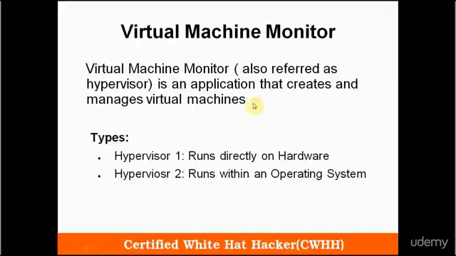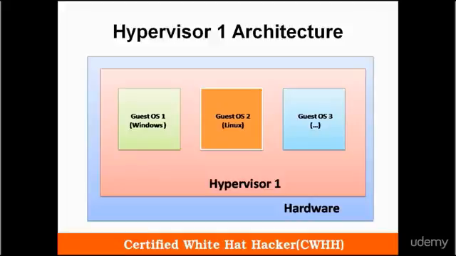So what is a virtual machine monitor? A virtual machine monitor, also referred to as a hypervisor, is an application that creates and manages virtual machines. There are two types of hypervisors. One is hypervisor 1 and the other one is hypervisor 2. The example we saw before was hypervisor 2, and it runs within an operating system, but a hypervisor 1 runs directly on the hardware. Let's look at the architecture of that.